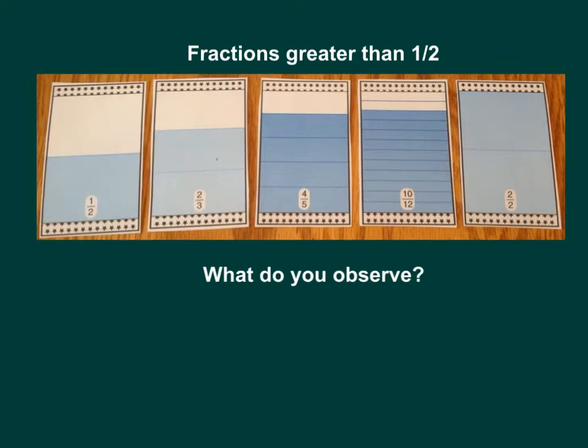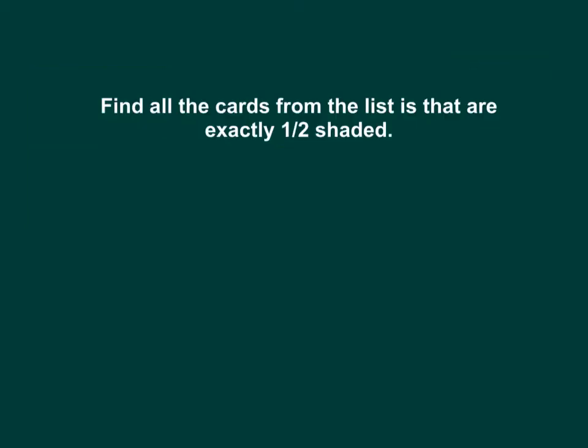You should observe, boys and girls, that the numerator, our top number, is more than half our bottom number, the denominator. 4 is more than half of 5, 10 is more than half of 12, and of course 2 is equal to 2 on the bottom, and that's why it's a full covered card. Now find all the cards from the list that are exactly 1/2 shaded.